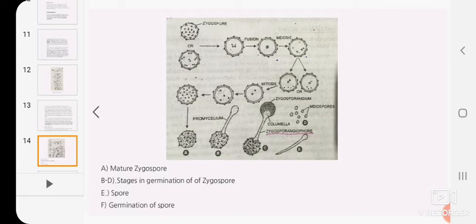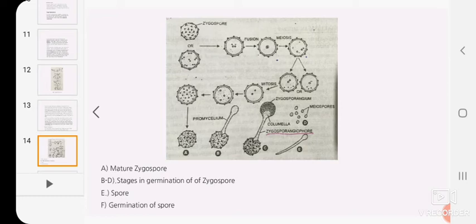Now, this mature zygospore becomes separated. How is it liberated? This is by weathering of the suspensor. After liberation, this zygospore undergoes a period of rest for 5 to 9 months, and after that it will germinate whenever it gets favorable conditions.